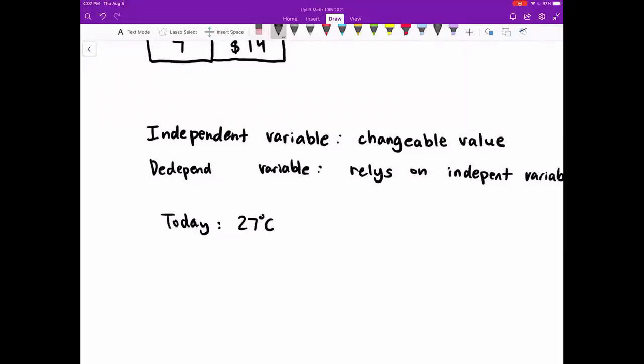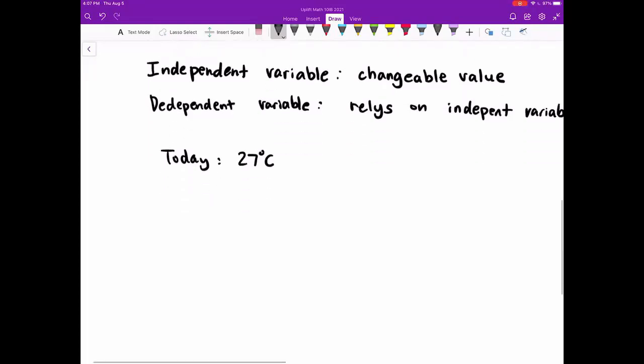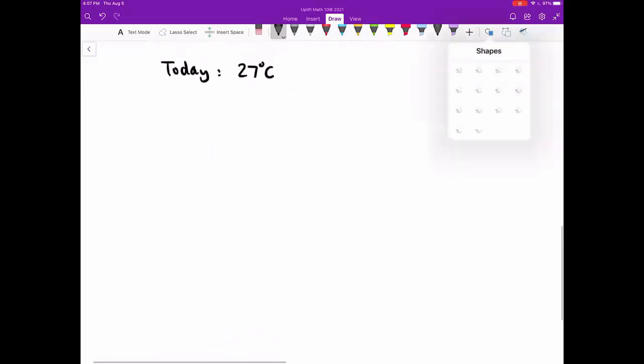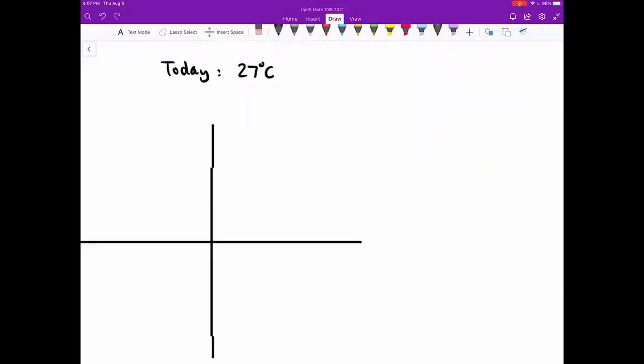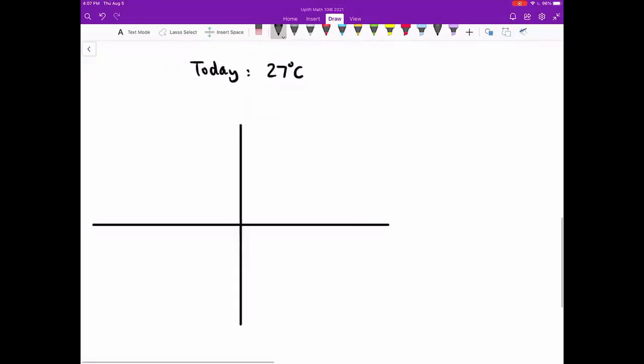And the next method we're going to talk about for expressing a relation is graphing. You might have already known this. We draw a graph and it's just ordered pairs. So we put the points on the graph. And here we can link it with independent and dependent variables.